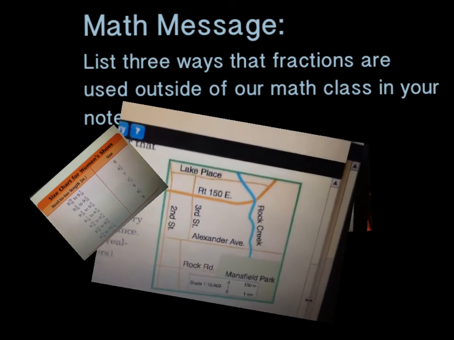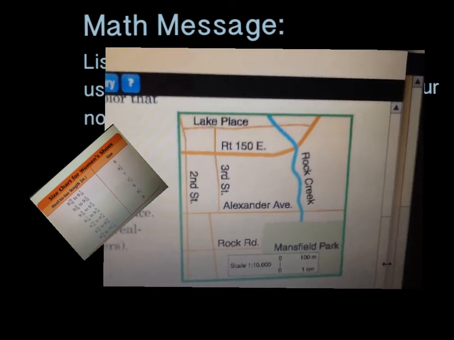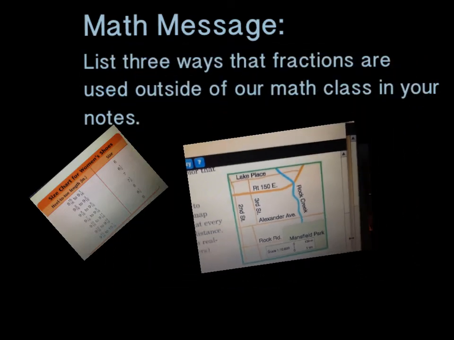Another example would be if I had a map with a map scale, and oftentimes they will give you a number, a decimal, or a fraction in that map scale. So when we look at the scale at the bottom, it says 1, we have a colon, and then we have 10,000. So basically that means 1/10,000th, which happens to be a fraction.